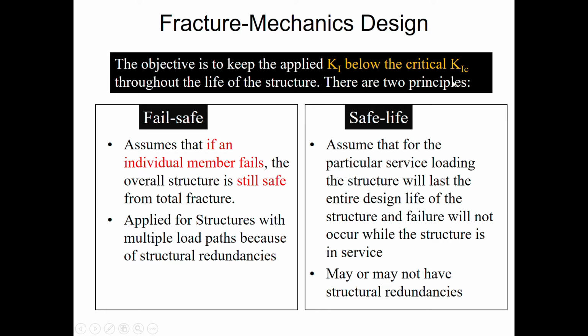There are two principles. The first one, fail-safe, assumes that if an individual member fails, the overall structure is still safe from total fracture. If an individual member fails, meaning if let's say one single structure fails, the structure can still be used for the operation. It applies to structures with multiple load paths because of structural redundancies.